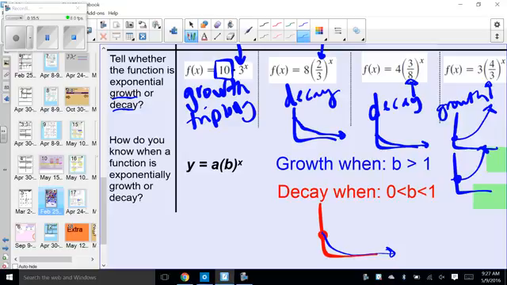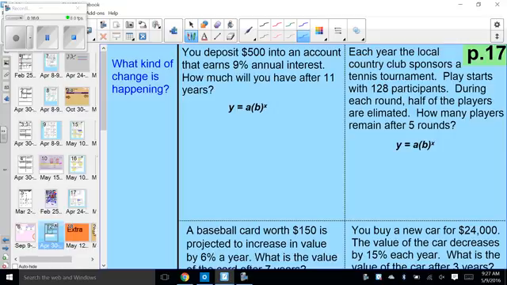All right, moving to the top of the next page then. So we're on the top of page 17. So what kind of change is happening? So we're going to go ahead and work through this process. You deposit $500 into an account that earns 9% annual interest. How much will you have after 11 years?